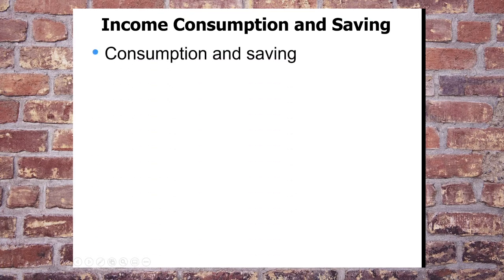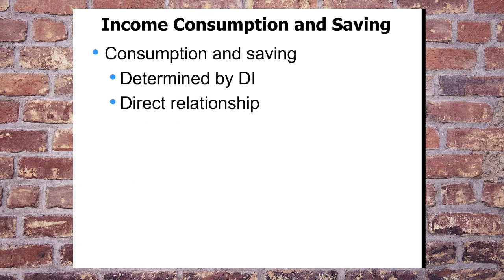Okay, so we're going to look at consumption and savings, right? They are determined by disposable income. There's a direct relationship. As disposable income increases, consumption and saving increase. They may not increase by the same percentage as they go up, because the more money you get, the more money you start to save. But they do go in the same direction.